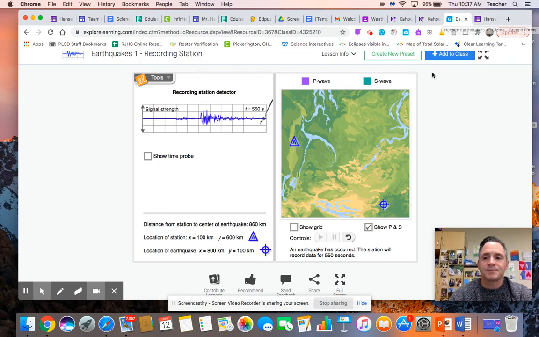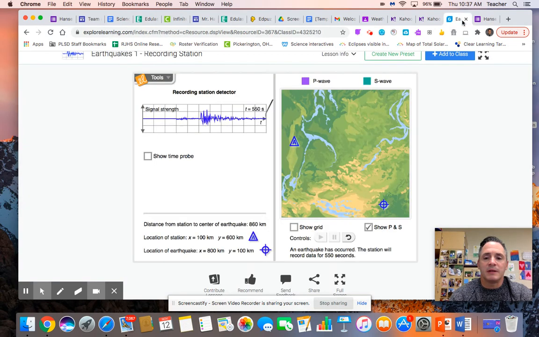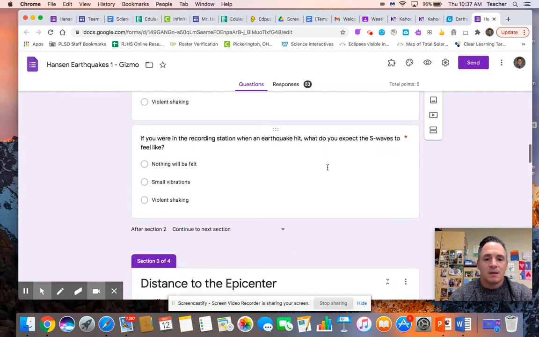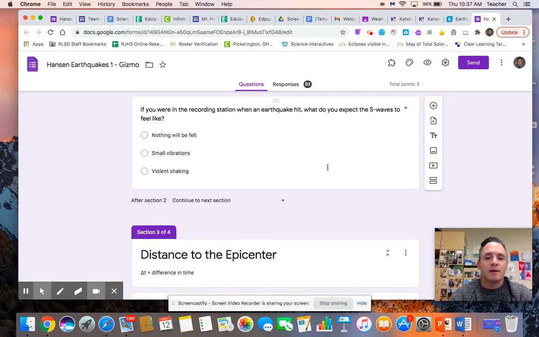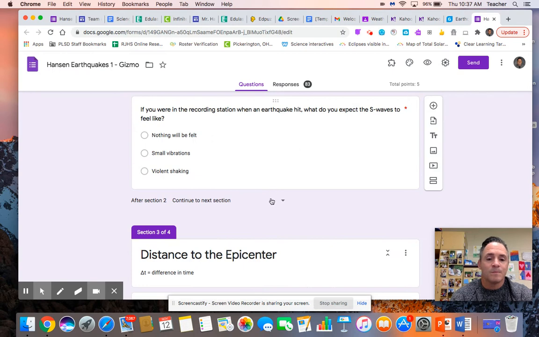So the question is, if you were at a recording station when the earthquake hit, what would you expect the P waves to feel like? What do you think? Look at the vibrations when the P wave hit. Not very big. Okay. If you're at a recording station when the earthquake hit, what would you expect the S waves to feel like? Well, look at the difference. Here's the S wave right here. A lot more. You can see the thing barely shakes here, but then it shakes a lot there. All right. Cool.